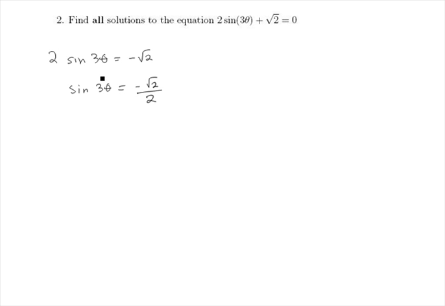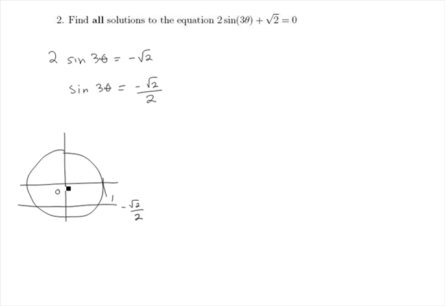Now we're going to try to figure out for which angles the sine is equal to negative radical 2 over 2. You can either think of the graph of the sine or think of a unit circle. If you have a circle centered at the origin with radius 1, the sine of an angle corresponds to the y-coordinate. So it's asking which angles have a y-coordinate of negative radical 2 over 2. Right down here, this is negative radical 2 over 2. We can see that there are two angles that would have this y-coordinate, this angle and this angle.